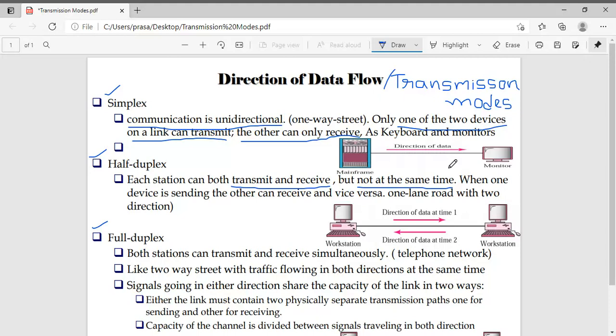The best example for this one is walkie talkie, railway track system. Okay, these are the best examples. The transmission capacity is going to be used by only one device. That means the channel is going to be used by only one device. This is the example. Direction of data at time 1, direction of data at time 2. Both can happen, but not at the same time.